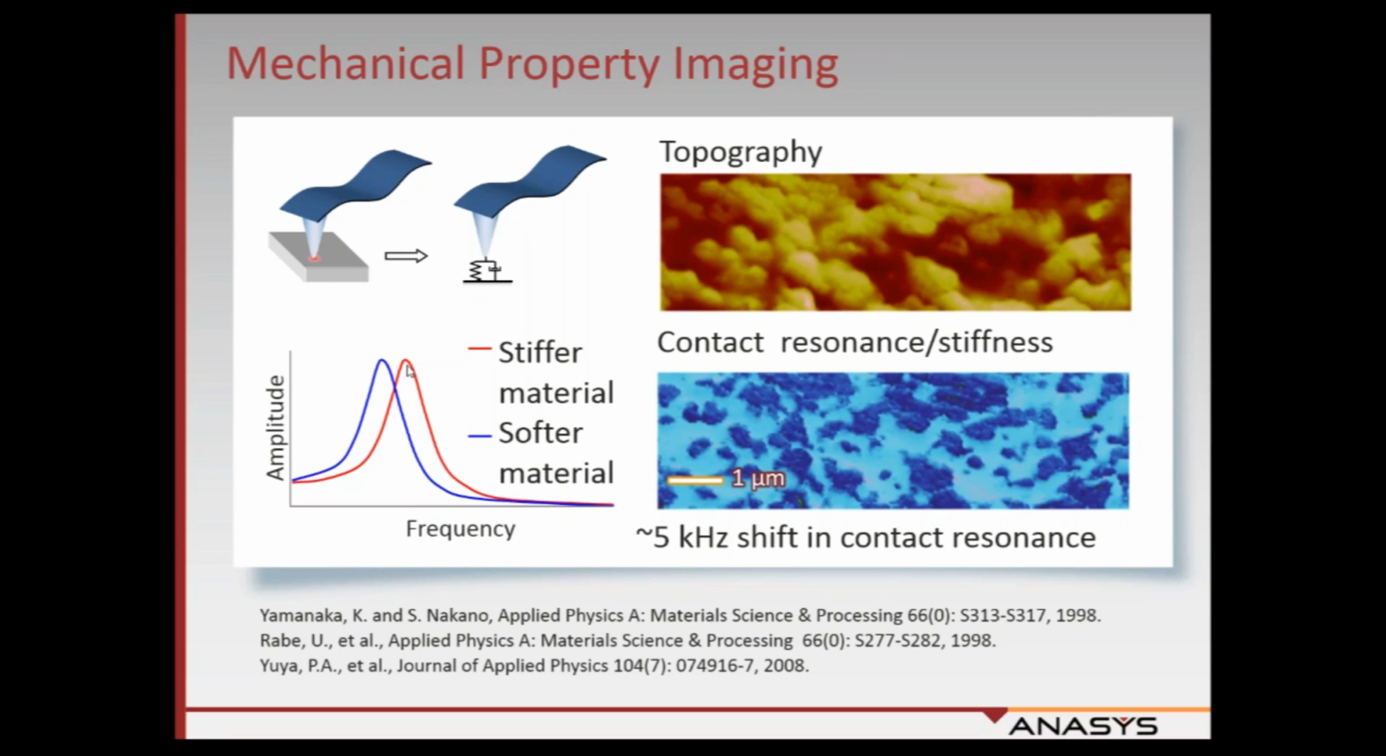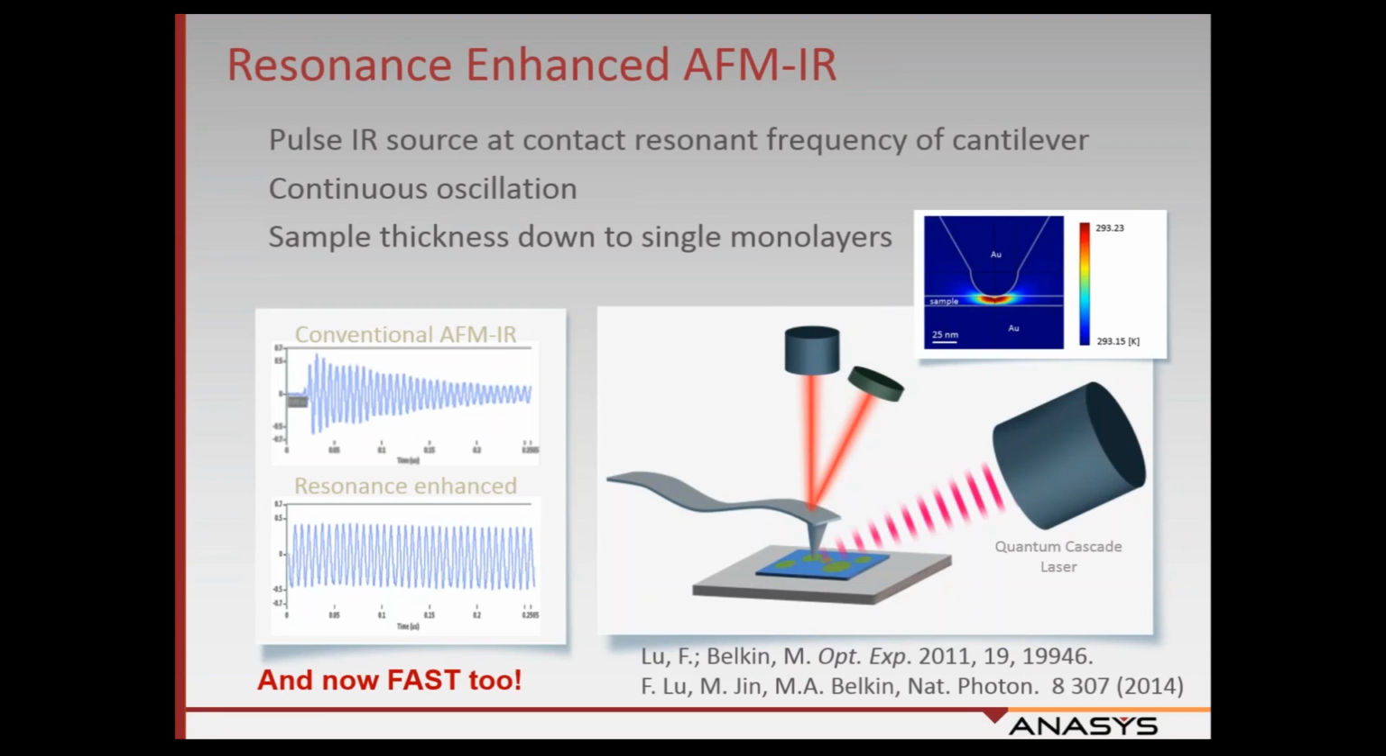Effectively, the sample is a spring in concert with the spring of the AFM cantilever, and by looking at the contact resonance of the AFM cantilever, we can determine whether a material is softer or stiffer and use that to map out across the surface, much like the contact resonance AFM technique, which has been around for a while within the AFM community. So a few years ago, a technique was developed called resonance-enhanced AFM-IR.